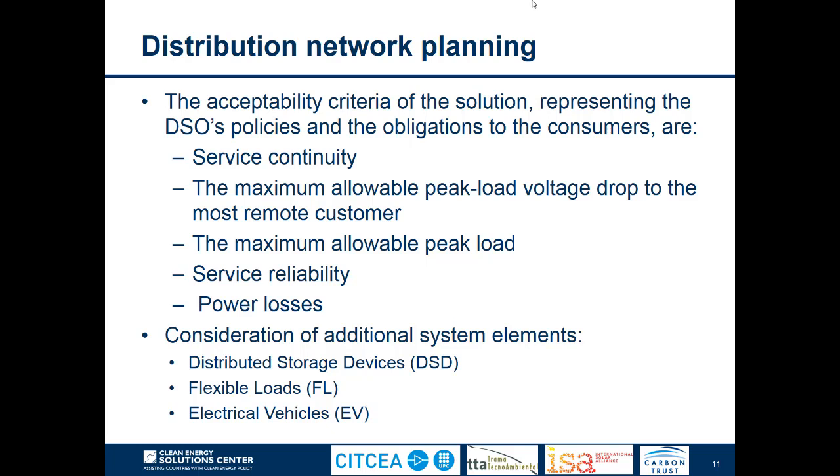So in order to meet all these requirements and looking at some possible reinforcements which can be needed, it can be needed to consider additional system elements. Of course, the first and conventional option could be to reinforce the lines, so to build new overhead lines or cables to have more capacity in the distribution network. But in addition to that, we have some other options which can be used. First one is the distributed storage devices. So we can install energy storage in different strategic locations of the network, and in this way we can provide some of the services which have been discussed before.